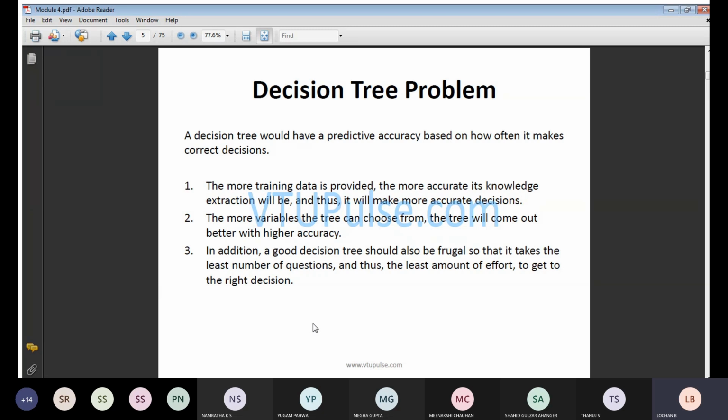In addition, a good decision tree should also be frugal, so that it takes the least number of questions and the least amount of effort to get the right decision. See, taking a decision is very important. Once you take a wrong decision, it is difficult to come back. Why? Because age is moving on. Yes or no? Whatever decisions you take at a small age, you need to take them. Once you complete 30 plus or 40 plus, it is difficult to go back. A good decision tree will have better planning.